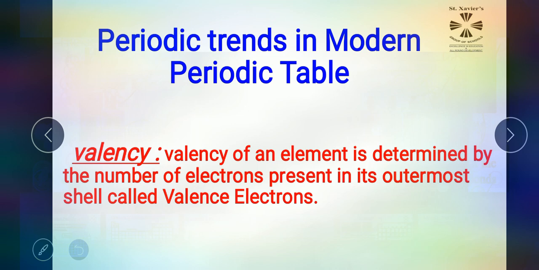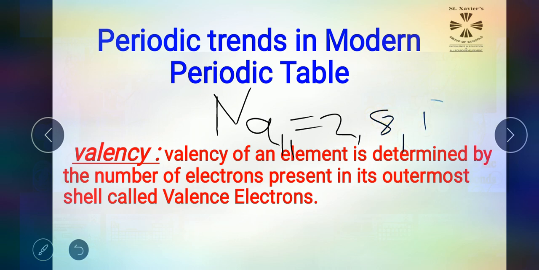For example, when I talk about sodium, its atomic number is 11, students. So the electronic configuration will be 2, 8, 1. Here you see the last orbit has 1 electron, students. Number of electrons is 1.